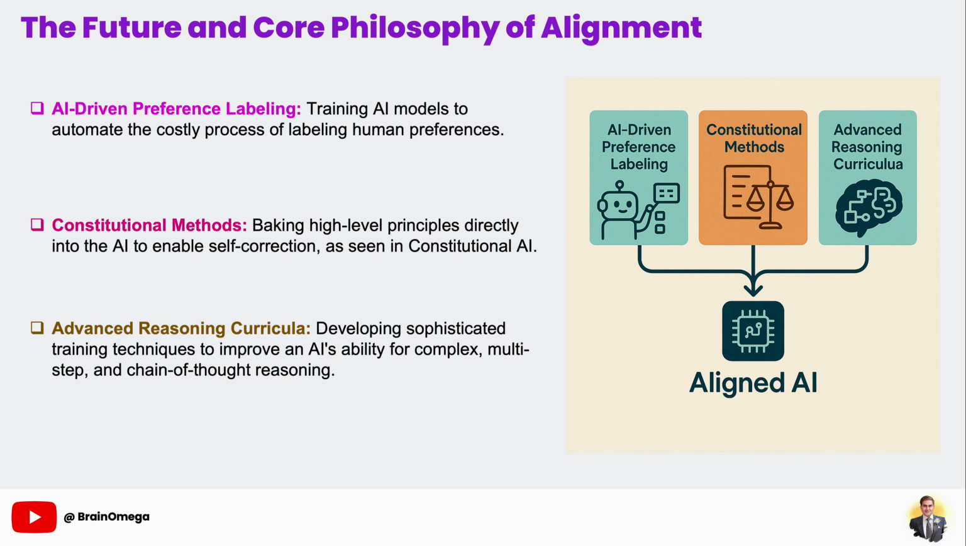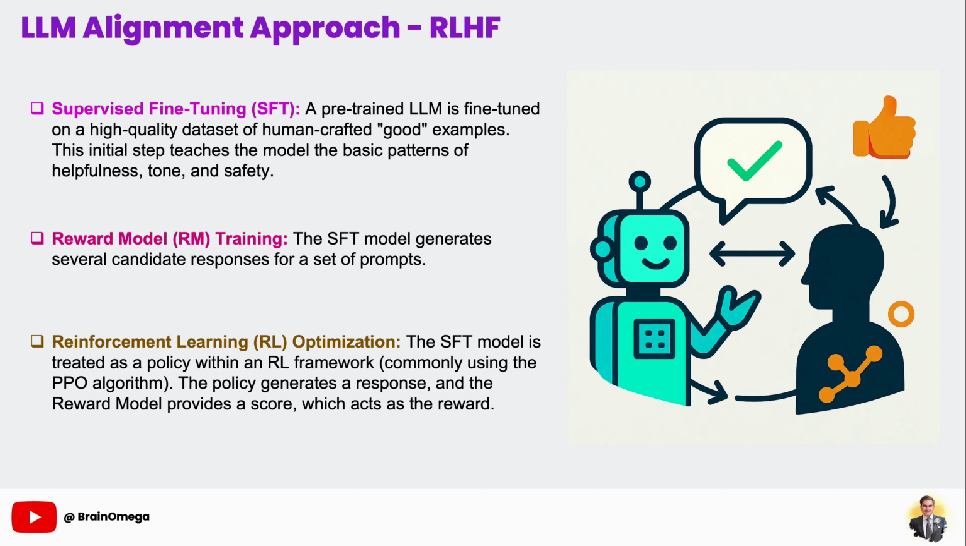Ultimately, these three frontiers are converging. By automating feedback at scale, instilling principles for self-governance, and actively teaching complex reasoning, we are building the foundation for AI that is more capable, robust, and fundamentally aligned with human values. So, how do we actually implement alignment?